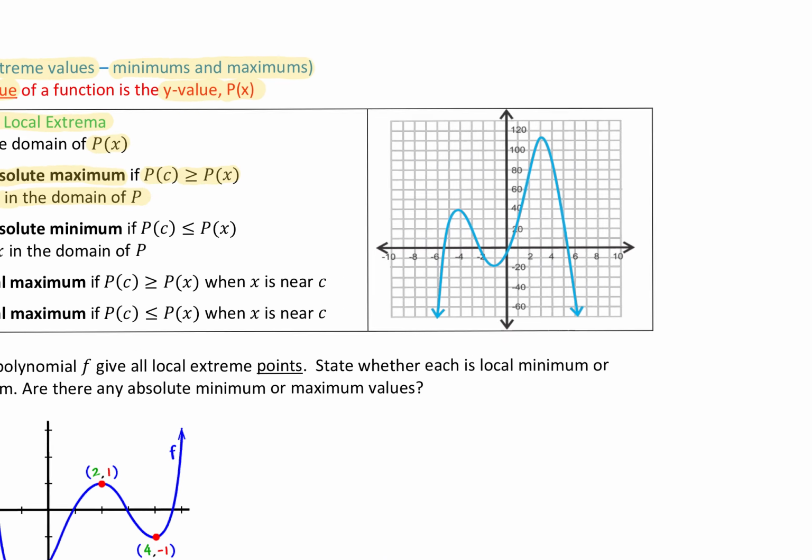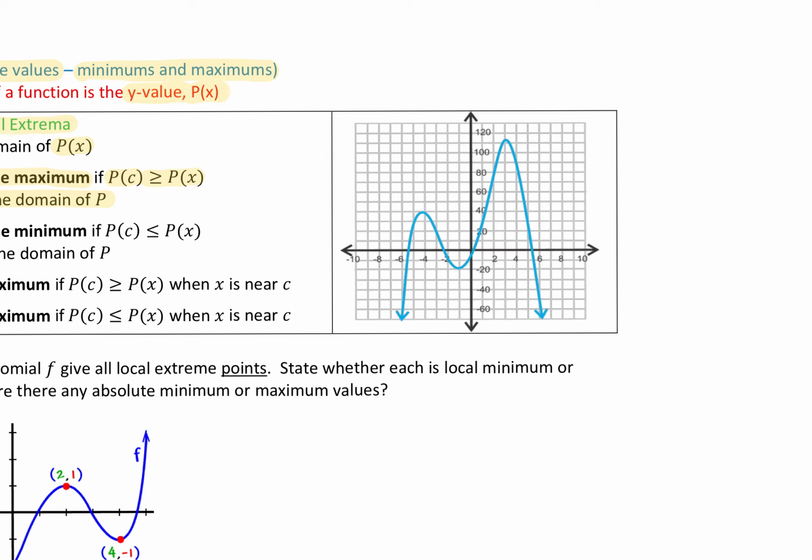If we look at this graph here, we can see that we have an absolute maximum. It looks like maybe 110. It's the y value. It's going to correspond to a c value of 3. So that would be our c value, and that corresponds to an absolute max, because no other y value is larger. That is the largest y value.